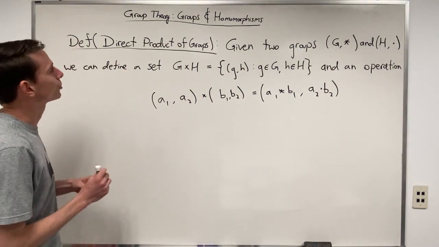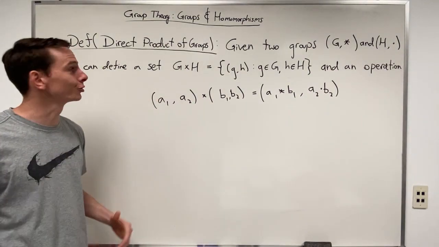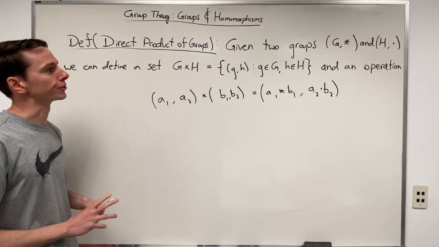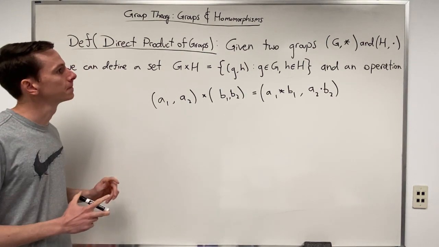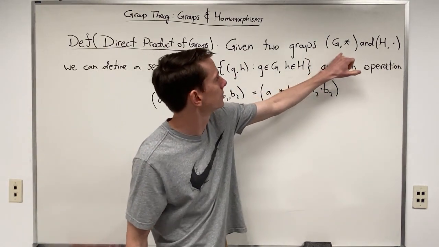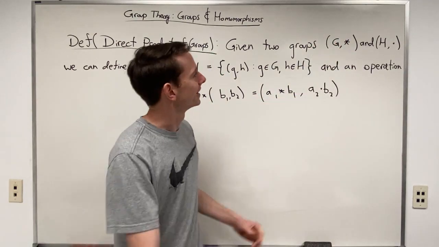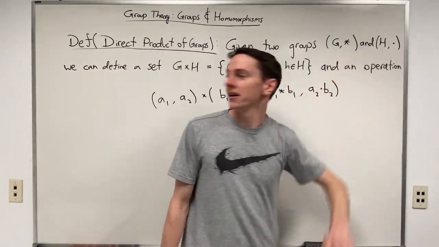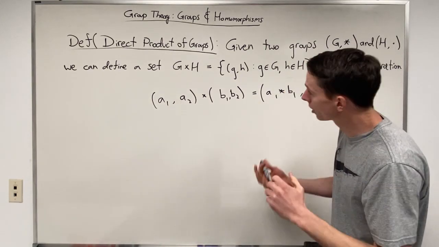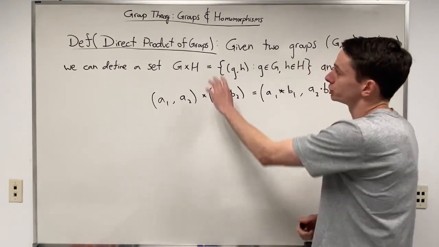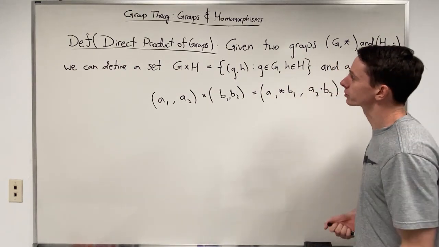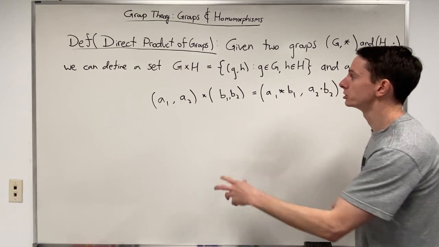All right, so we have the first and really the main definition of this video, the direct product of groups. Let's go through it together. It says that if we have two groups, where the first is G, asterisk, and another group H, dot, then we can define a set, which is just the Cartesian product between G and H, as G cross H.